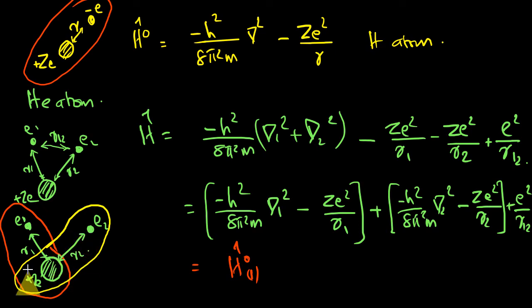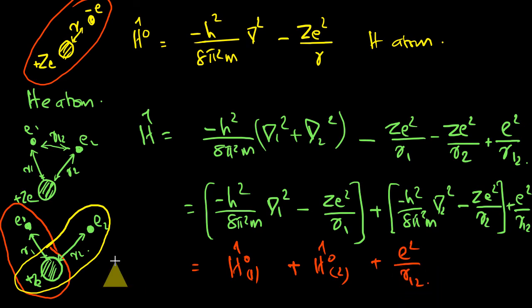If that is the case, if this is the system where electron 1 is out, and now only the nucleus and electron 2 are there, and we consider it as a separate system, then that is also equivalent to a hydrogen-like system, and its Hamiltonian will be minus h square divided by 8 pi square m del 2 square minus Ze square divided by r2. Therefore, we can consider this as h cap 0 2, that is the hydrogen-like system with electron 2 only, plus the last term, e square divided by r12.